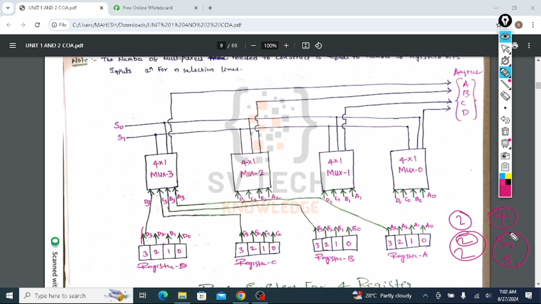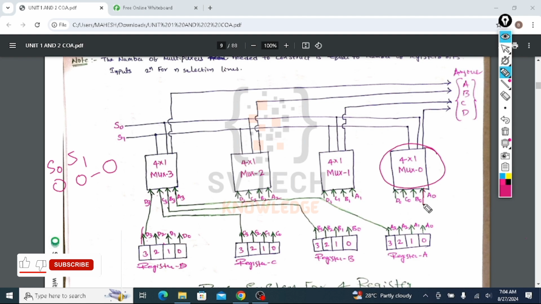Simple: here my S0 and S1, these two are my control signals, which are 0 and 0. So the equivalent decimal number is 0. So the 0th input of every multiplexer will be selected. What is the 0th input of multiplexer 0? That is A0, it will be selected.